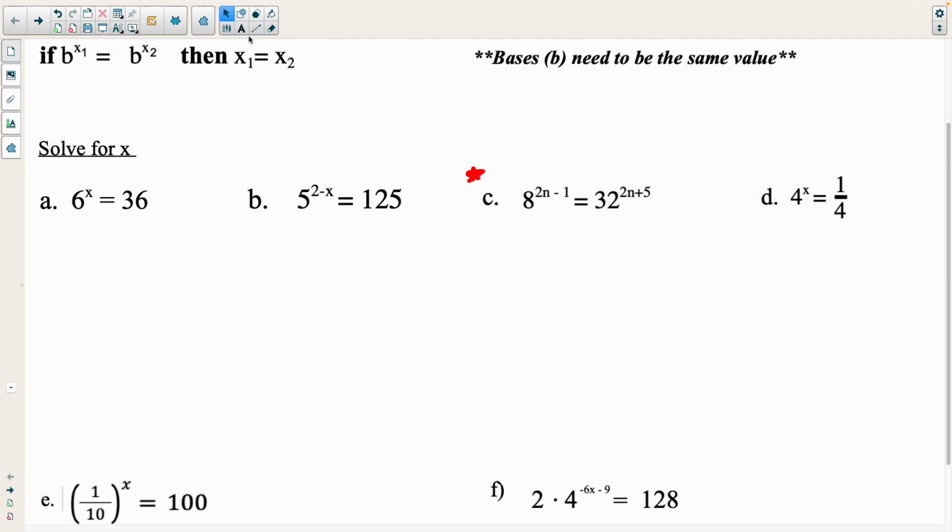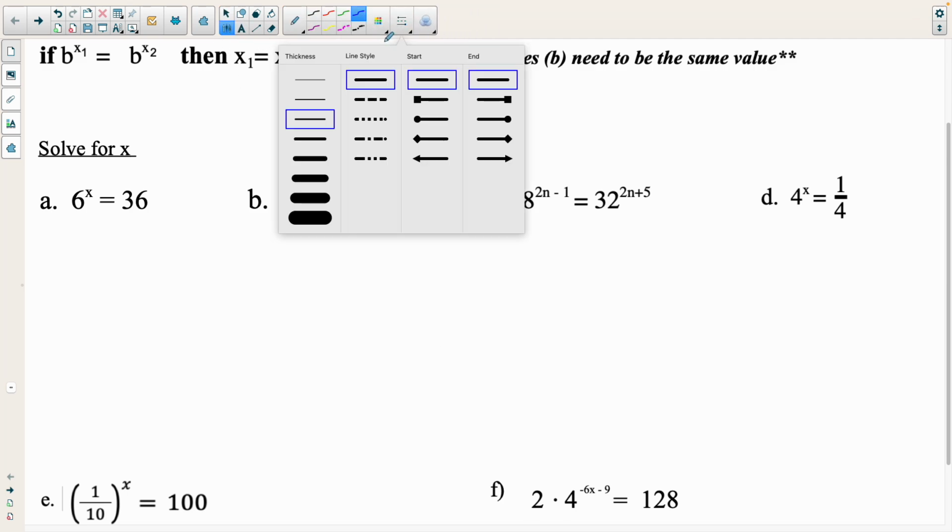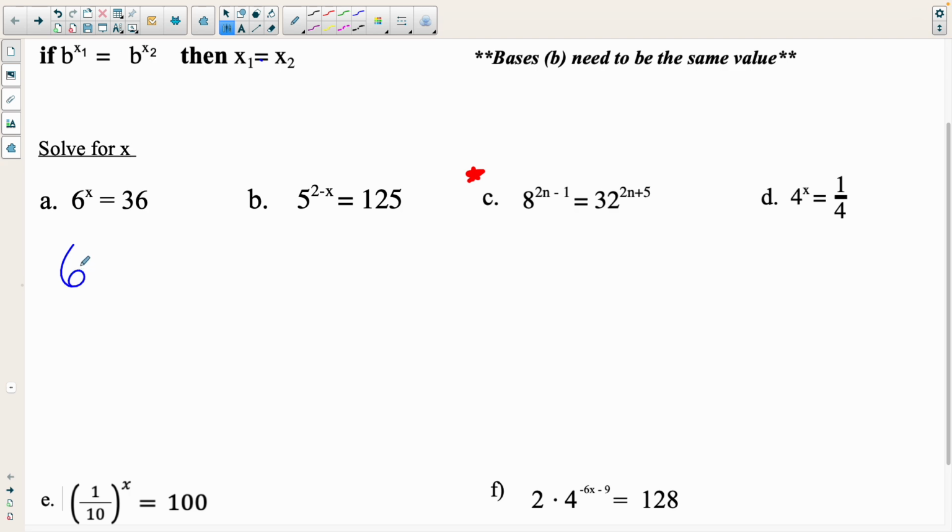I can rewrite 36 as 6 squared. Alright, so 6x then has to equal 6 squared. And then what you're going to do, I know this is pretty simplistic to see, again, x must be 2, but you'll always then set the exponents equal. In this case, it's already kind of done for you. There's no equation to solve. Once you make a common base, set those exponents equal.